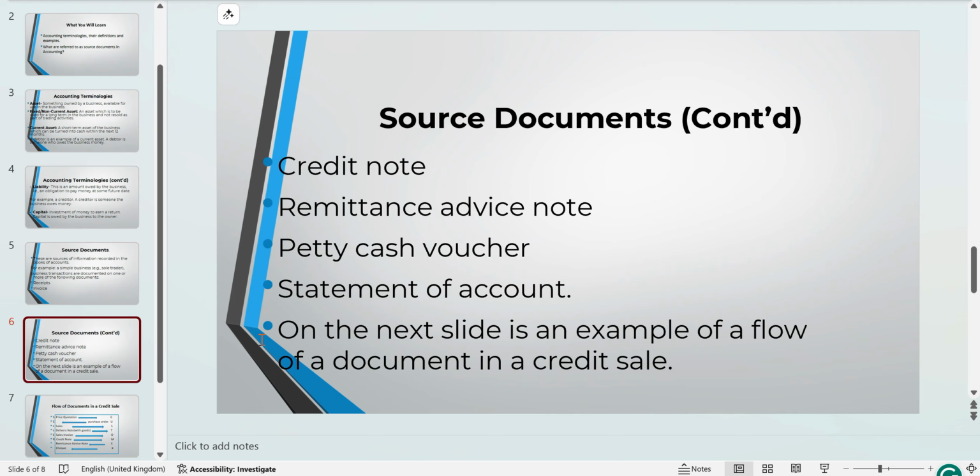Petty cash voucher, and also statement of account. These are source documents we use. From there we get the information we record in the accounting books.